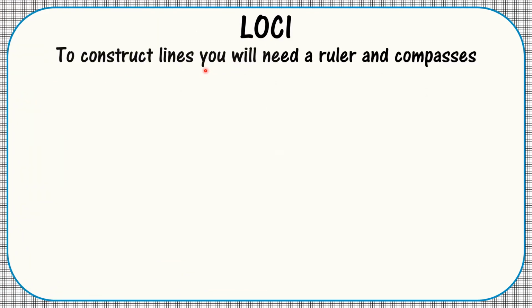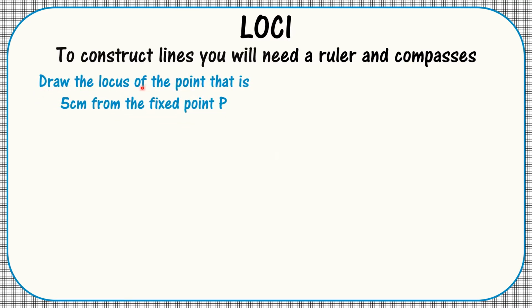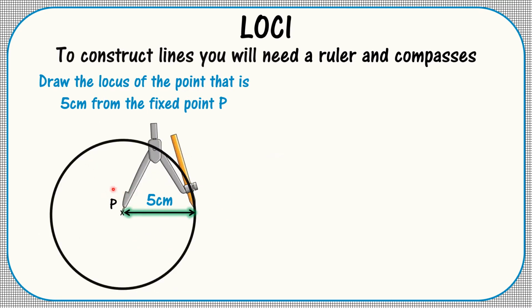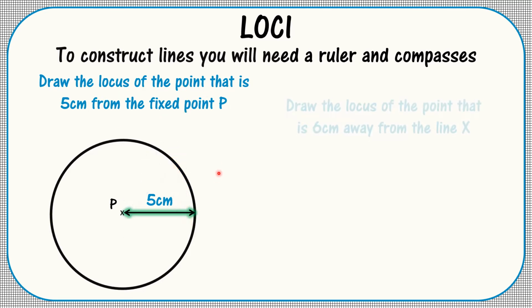To construct lines you will need a ruler and compass. For the first one, draw the locus of the point that is 5 centimeters from the fixed point P. So here we have the fixed point P. As you can see, this is 1 point and we want it 5 centimeters from this point. What you would do is measure out 5 centimeters in your compass, and draw a circle, and this circle is 5 centimeters away from the point P. So we have drawn the locus of the point that is 5 centimeters from the fixed point P.